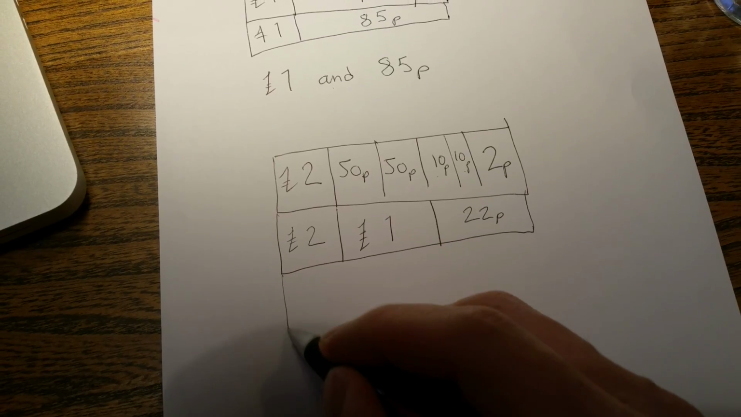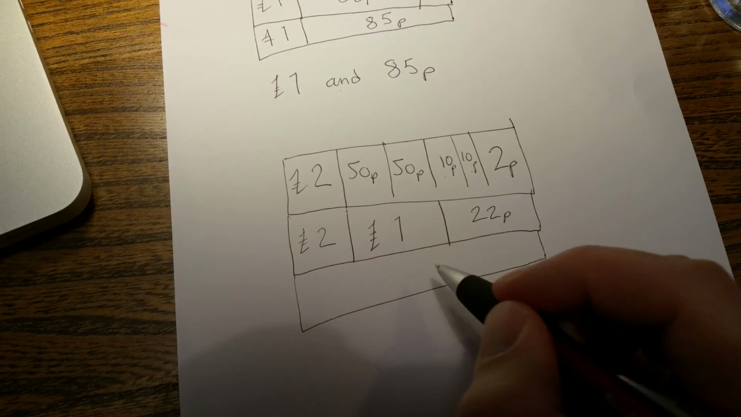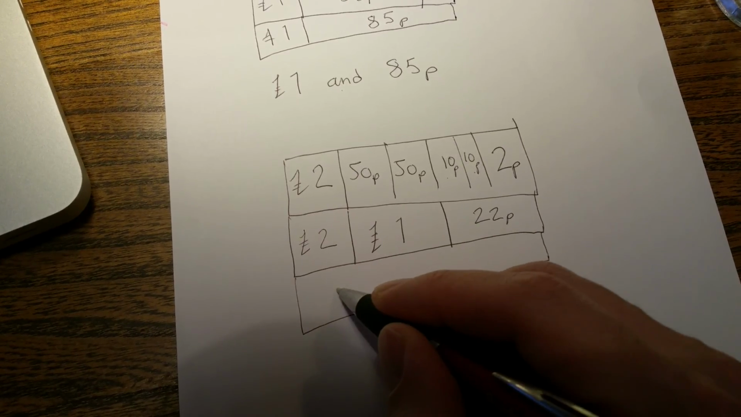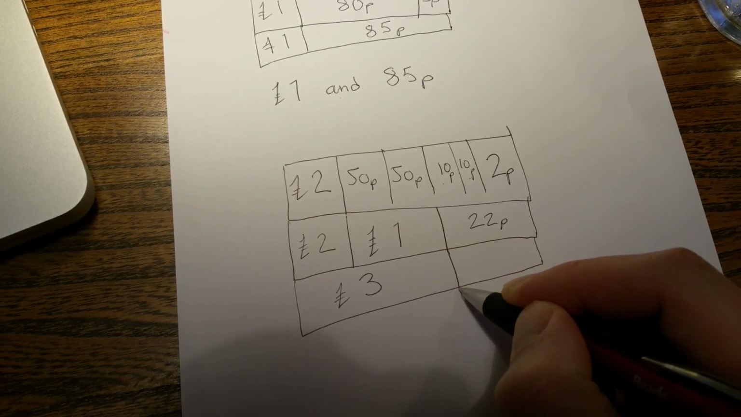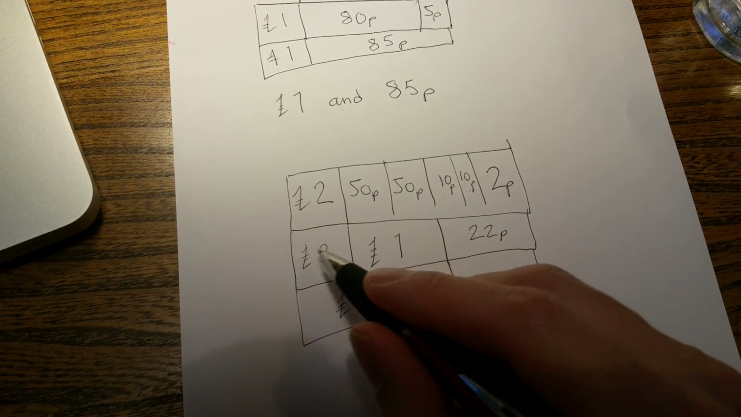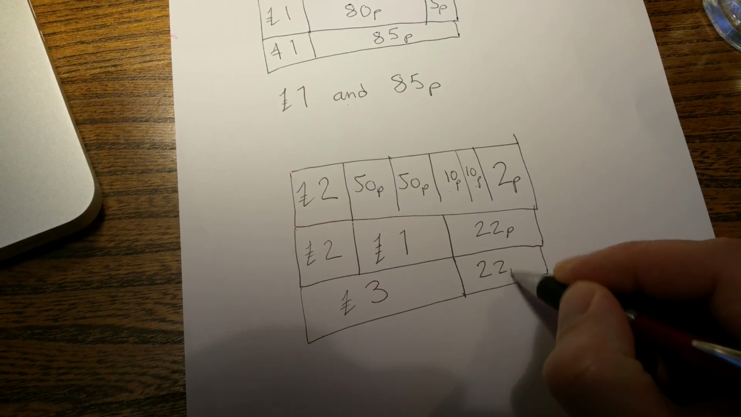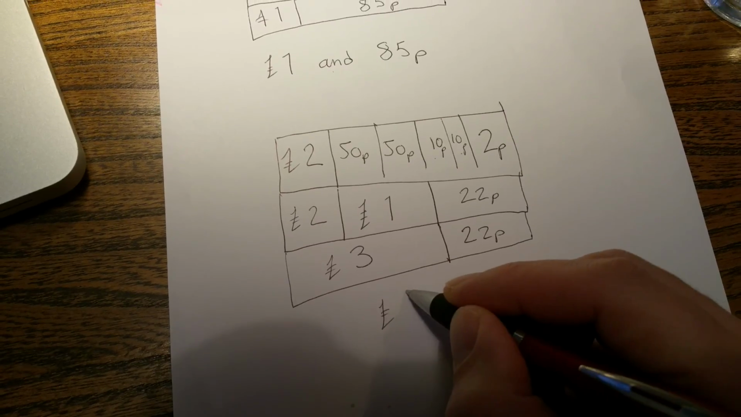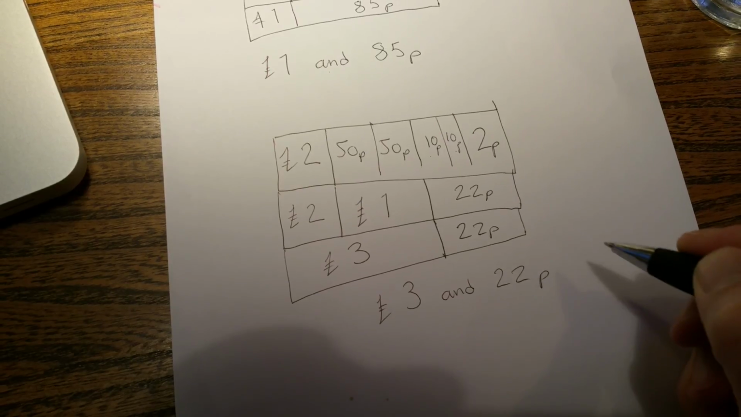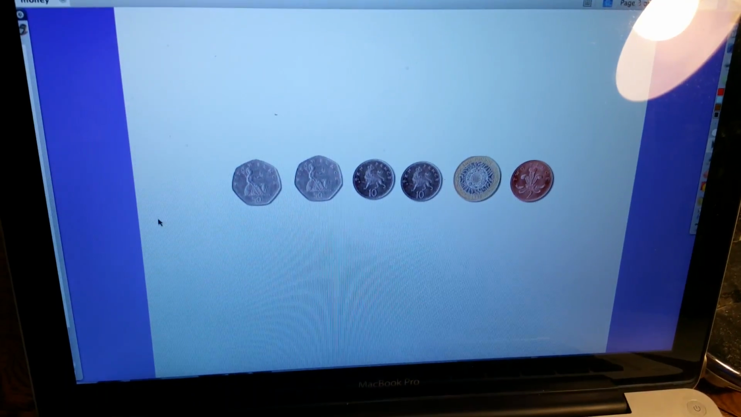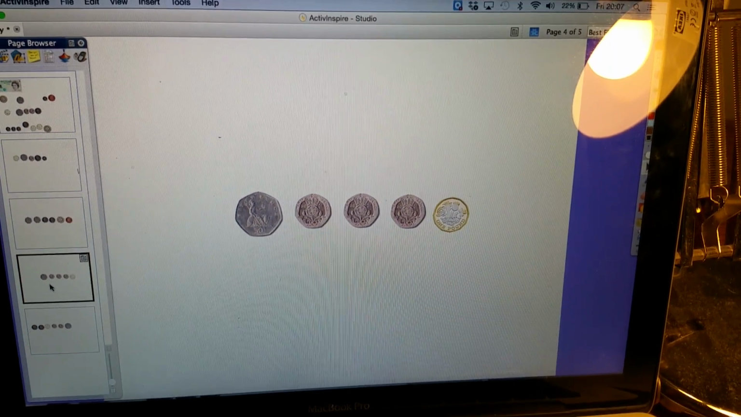And hopefully you can see where I'm going. If I look at this, I've got £2 and £1. I'll add that up together and I'll have £3. So this is worth £3, this is worth £3, this is worth £3. And over here I've just got 22p again. So my answer is £3 and 22p. We will have time for, let's just do one more. See if you can do this one.